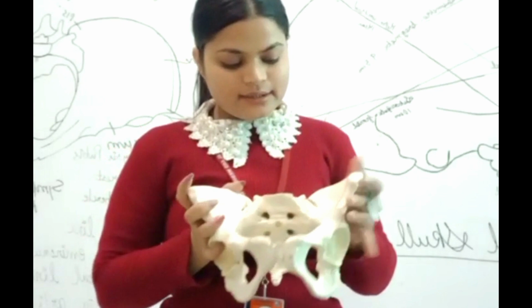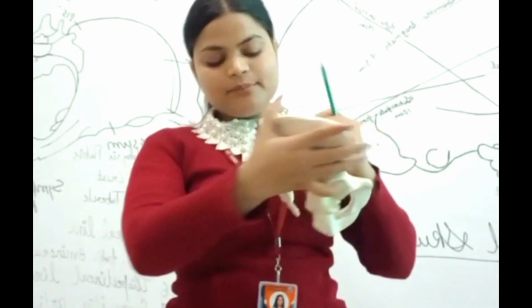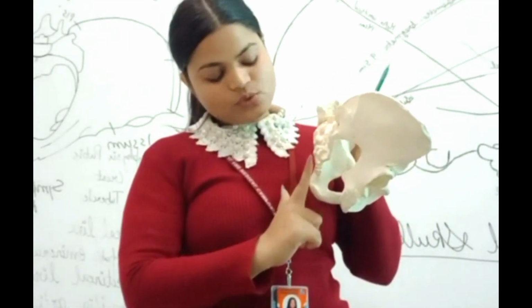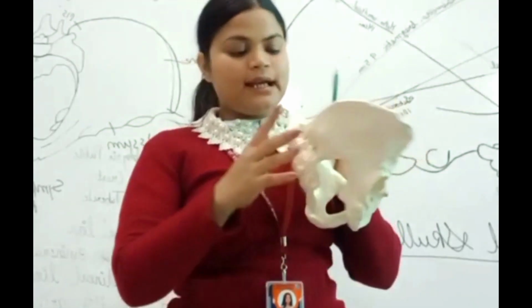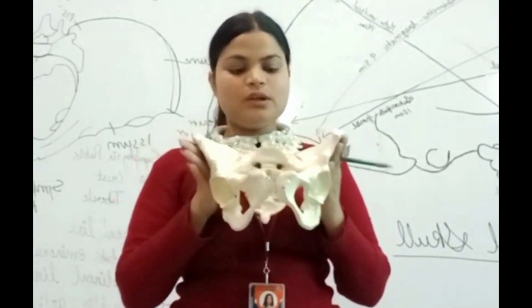Sacroiliac joint, between the sacrum and ilium. Sacroiliac joint, and between the sacrum and coccyx is the sacrococcygeal joint, and the symphysis pubis is between the pubic bones. This is all about its joints.